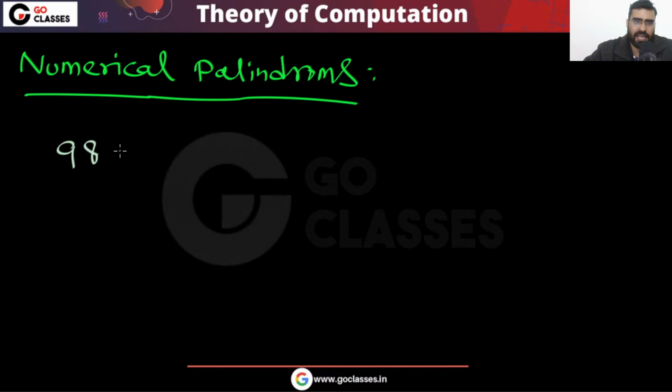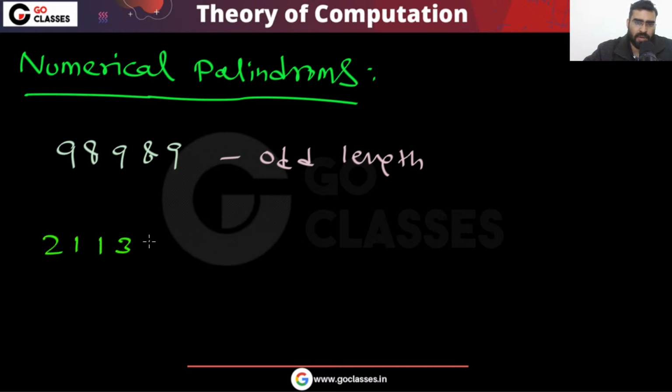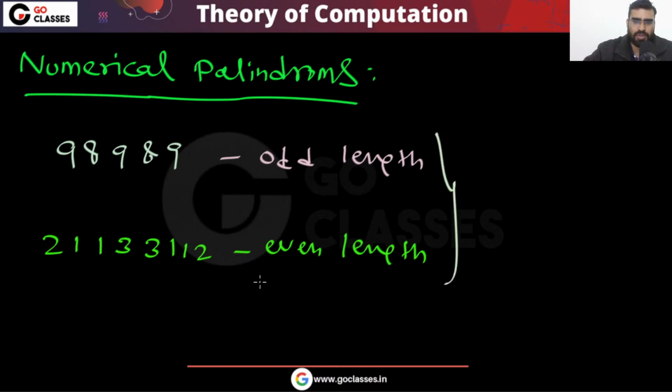I can say 98989. This is a numerical palindrome. This has odd length. For example, you can have another numerical palindrome like 2113, and then you can have 3112. This has even length. So like this you can create numerical palindromes of odd length, even length. This is how you can create.